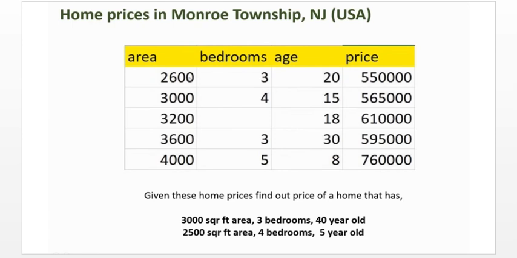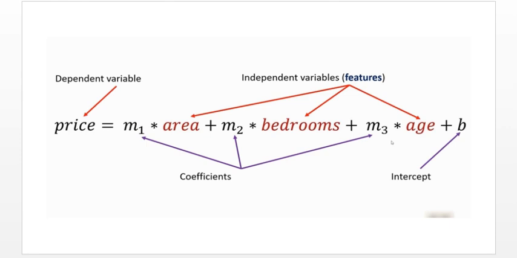Now the equation for multivariate regression is: price is equal to M1 into area plus M2 into bedrooms plus M3 into age plus the intercept. Here the features are the independent variables, which are multiplied with the coefficients, and the coefficients plus the intercept along with the independent variables, all these are taken into account to calculate the price, which here is the dependent variable.